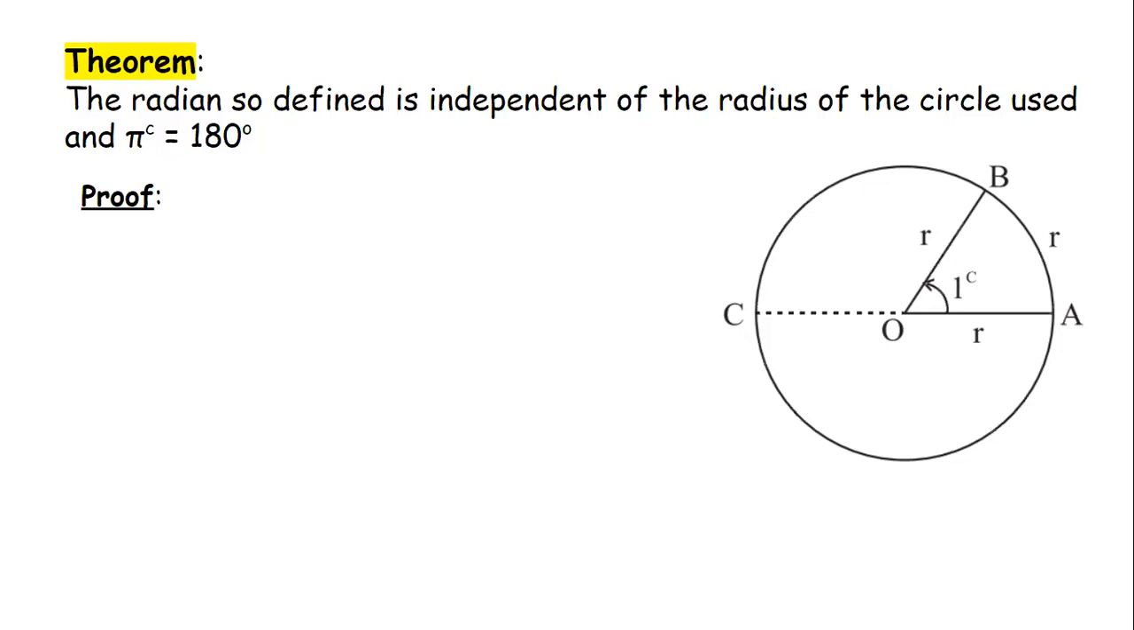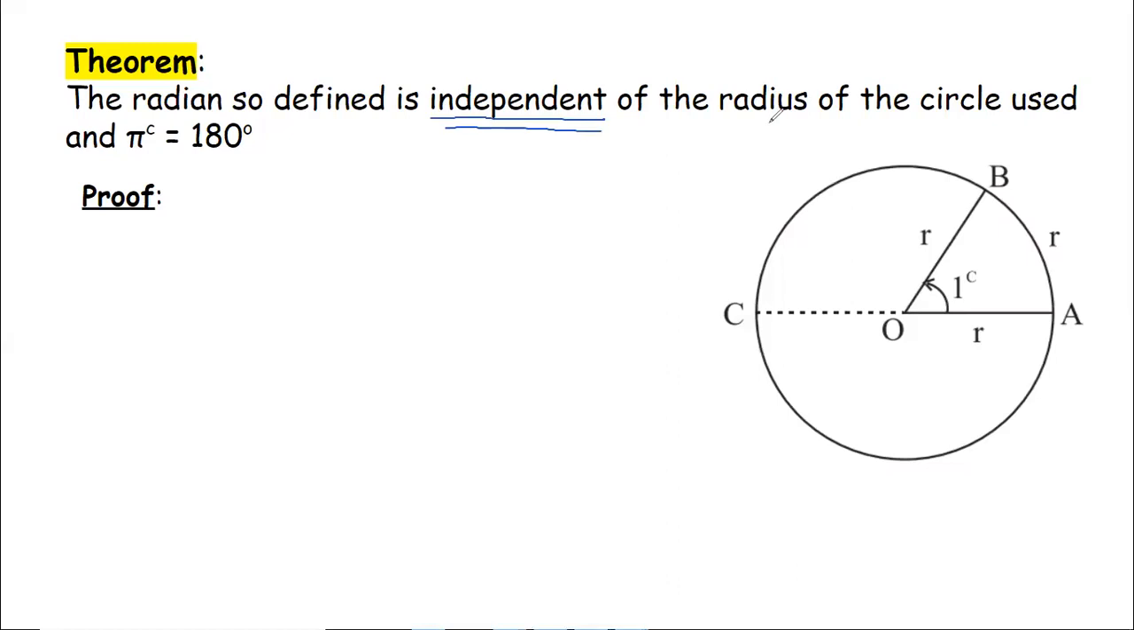Okay. So the statement of the theorem is: the radian so defined is independent of the radius of the circle used, and we also need to prove that pi radian is equal to 180 degree. Whenever we start with a theorem or a proof, we have a few assumptions.